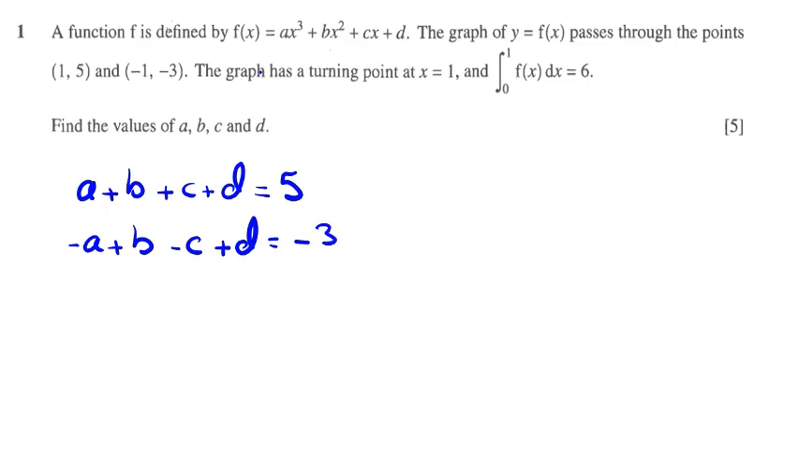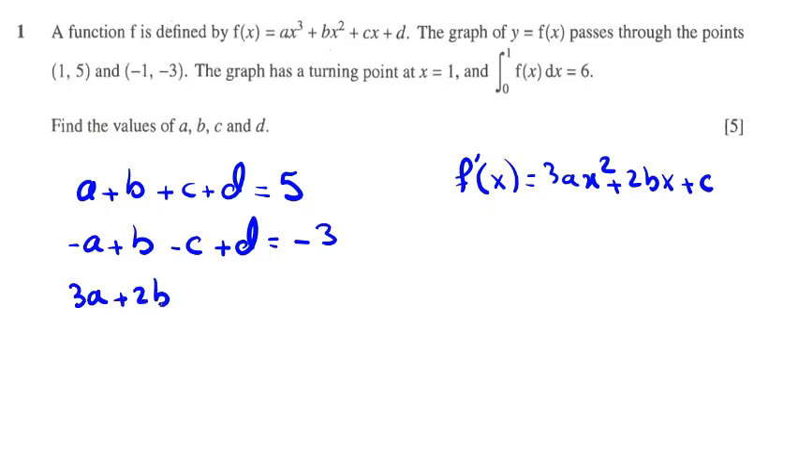The graph has a turning point at x equals 1. So if we consider f prime, it means f prime of 1 is 0. f prime of x equals 3ax squared plus 2bx plus c, and we know this equals 0 for x equals 1. So 3a plus 2b plus c equals 0.